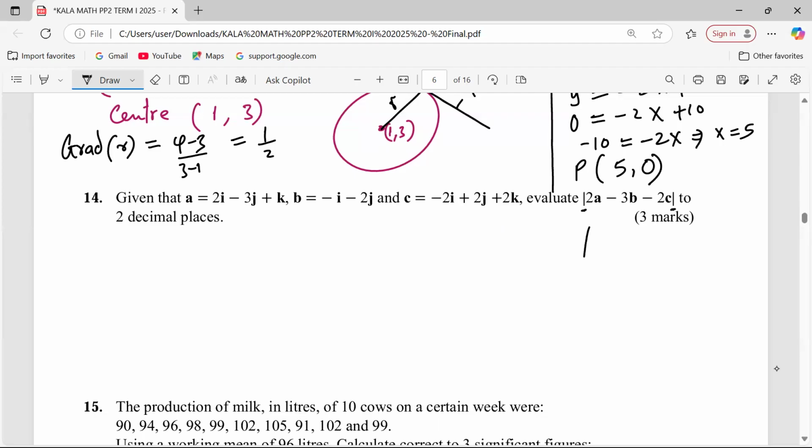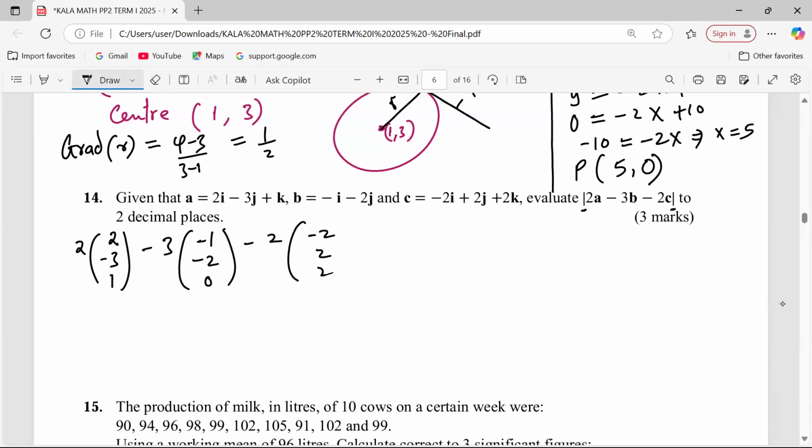When you're told to find the modulus of a certain vector, you're being told to find the magnitude, or rather the length of the vector. 2 multiplied by vector A. Vector A is having 2, negative 3, and 1. Then minus 3, vector B is negative i, so just negative 1, negative 2, we are not having k, so that's a 0. Minus again, sorry. Minus 2, vector C, which is negative 2, 2, and 2. Yeah, that way. So what are we getting here?